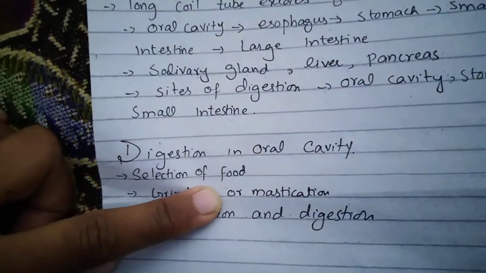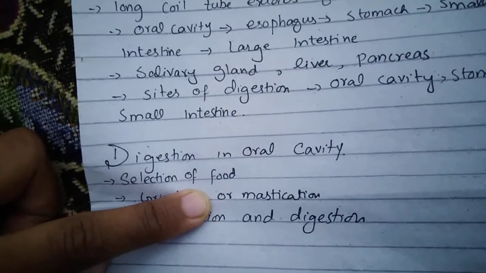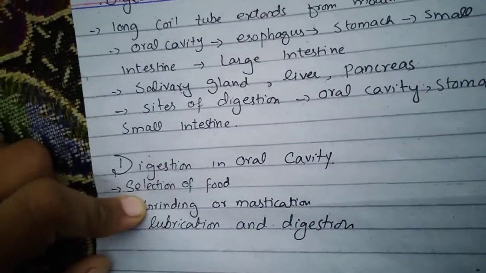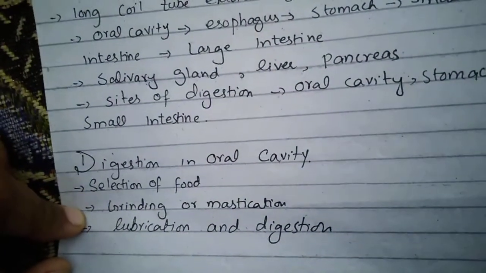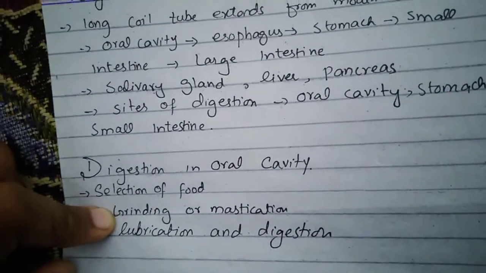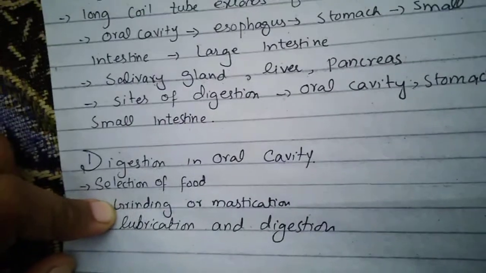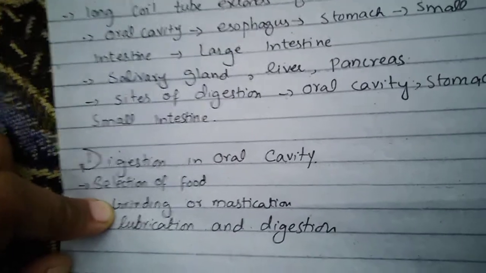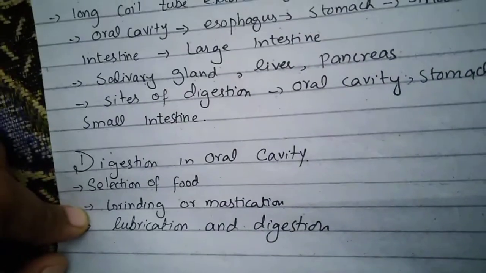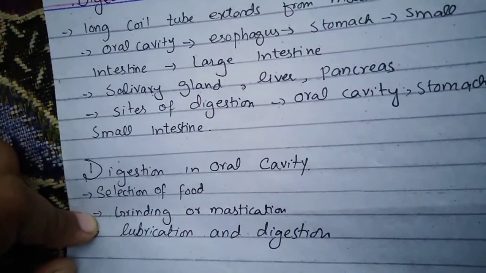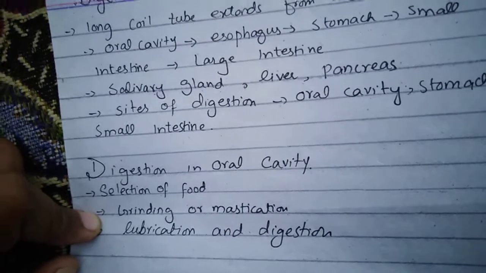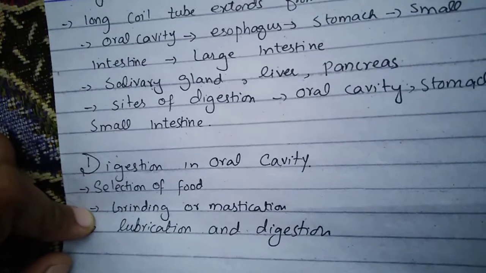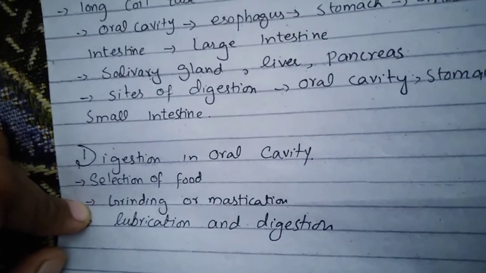Next is grinding or mastication. Mastication is also known as grinding. After the selection of desirable food, mastication is done with the help of your molars. Molars are the last teeth. They have four cusps and flat surfaces for the grinding of food. Grinding of food is necessary because your esophagus cannot allow large particles to pass through it, and secondly, smaller particles have more surface area for enzymatic attack.